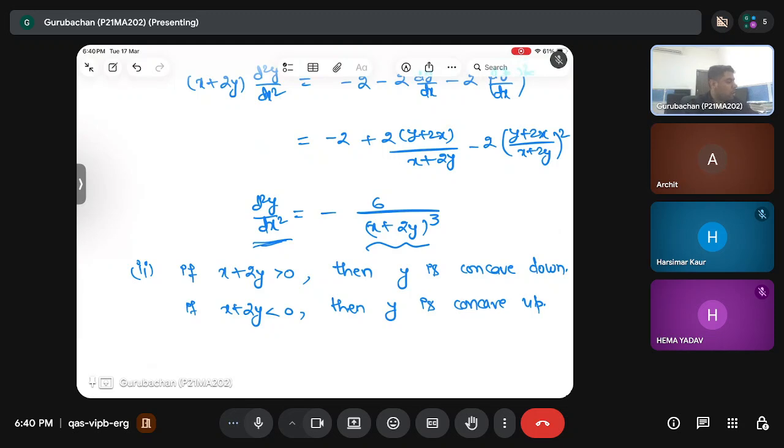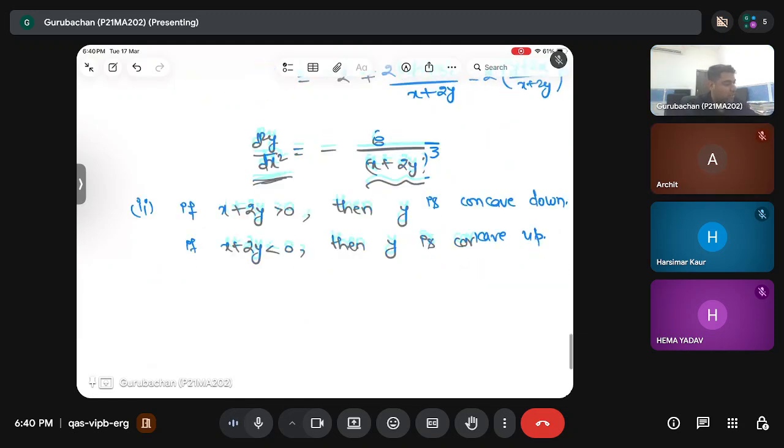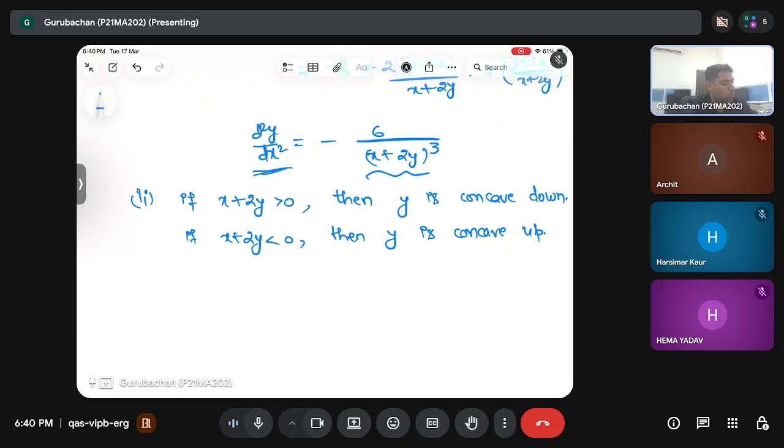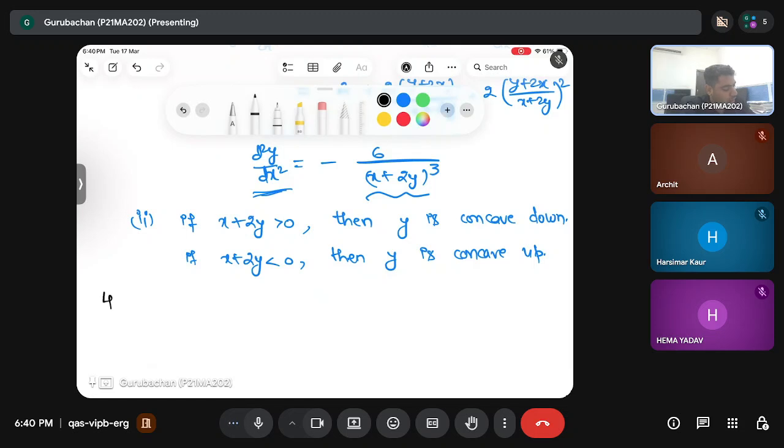So on a similar note, we are going to do one more question that is related to the inflection point, which is again an application of derivative and concavity. Sir, in this question, can we find the inflection point?